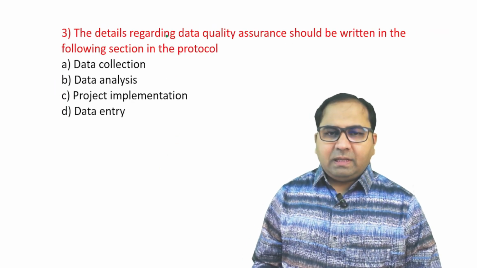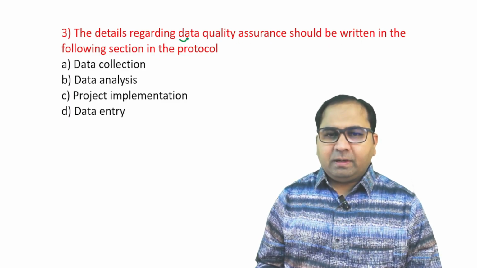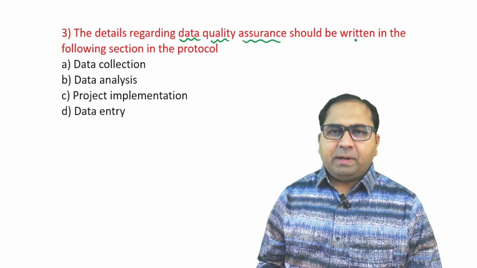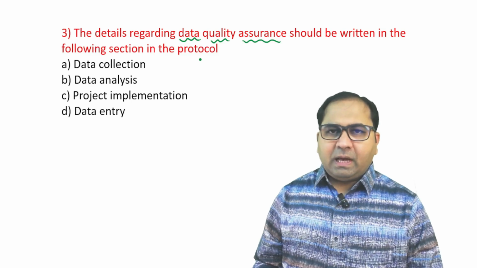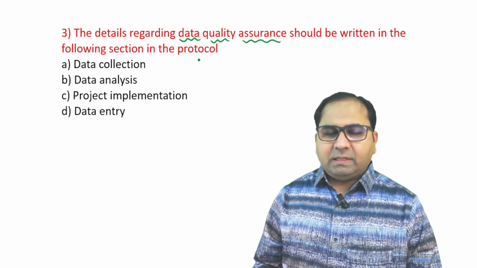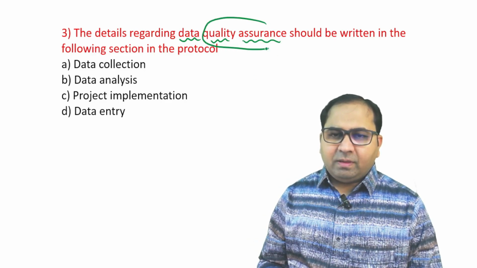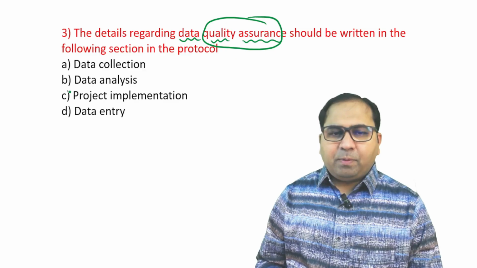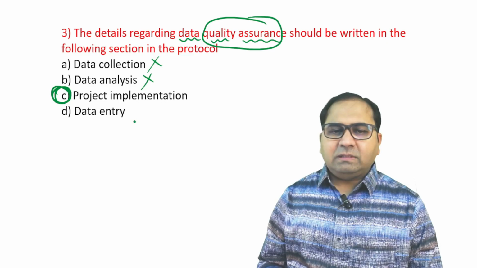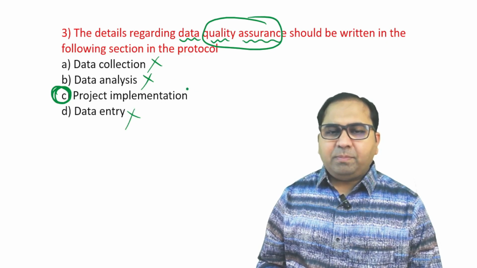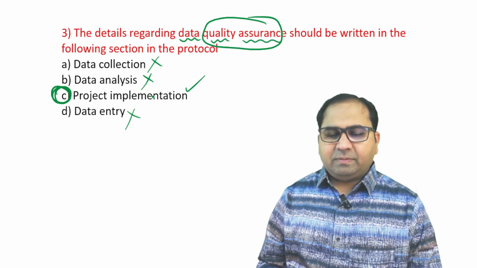Next question. The details regarding data quality assurance should be written in the following section in the protocol. Which section? Options are A. Data collection, B. Data analysis, C. Project implementation, or D. Data entry. See, this data quality assurance should be written under the project implementation. Please remember this answer. It is not data collection, not analysis, and not data entry. It is under the project implementation. If this question comes in the examination, please put the answer as project implementation.